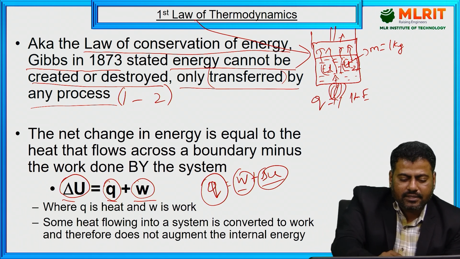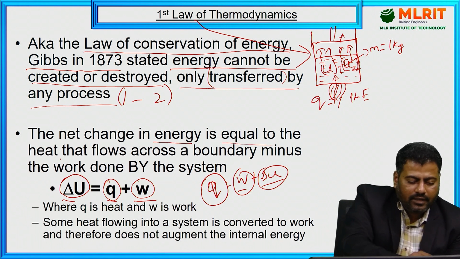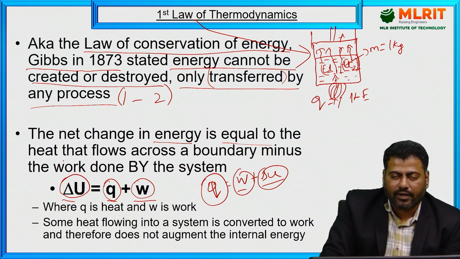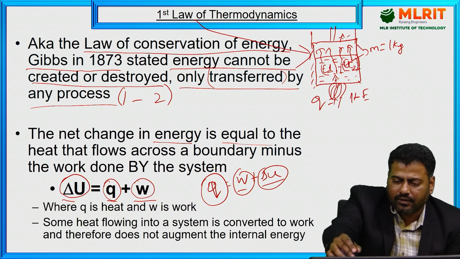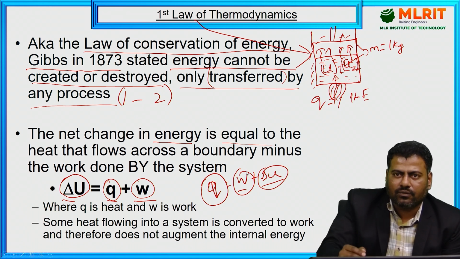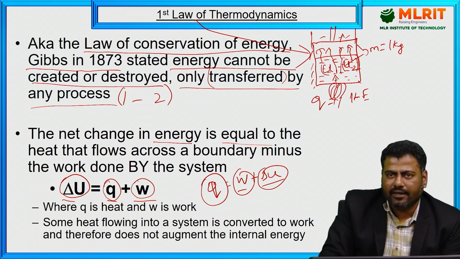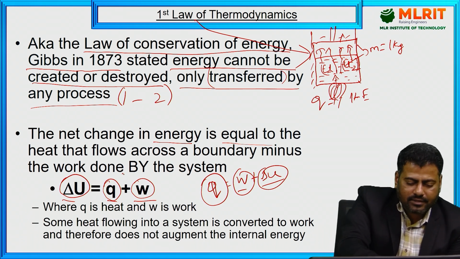See here. The net change in energy is equal to the heat that flows across the boundary. Boundary is nothing but what we are having over here; these are the boundaries. I said one is the movable boundary. If I arrest all the boundaries, what is happening? The mechanical work done is 0. So work done will be 0, and whatever heat energy you have supplied is stored as the internal energy. Got it? Right? That is the heat that flows across the boundary minus the work done by the system.